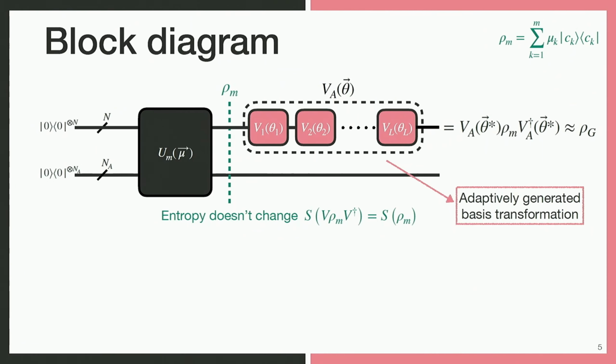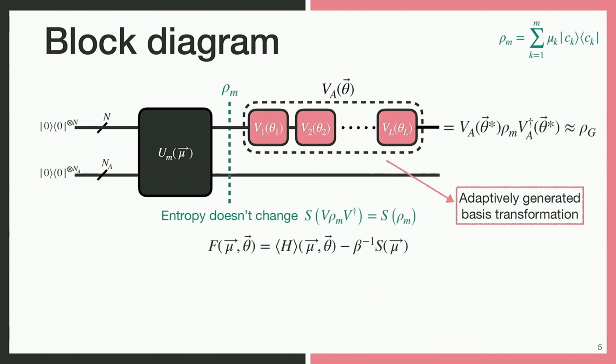Notice that at a particular instance of the ansatz, the von Neumann entropy does not change beyond this point because I'm only doing operations on the system register. In other words, entropy is invariant under unitary transformation, so you don't need to worry about the changing entropy after this point. So this leads to a nice breaking up of the free energy itself.